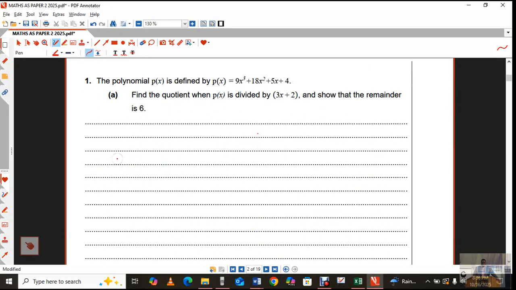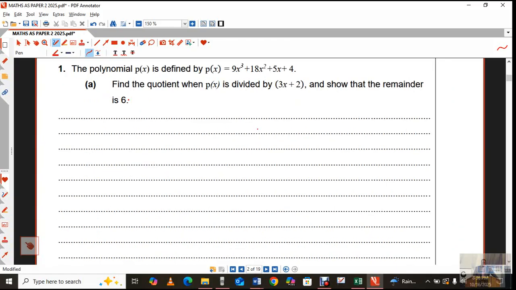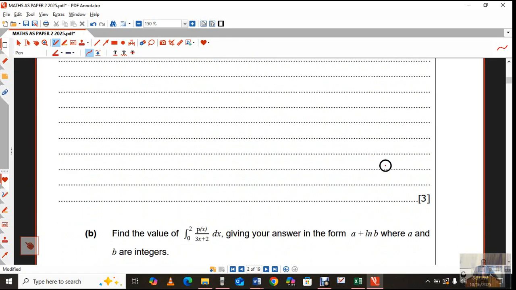So they give you a polynomial p of x defined by p of x is equal to 9x cubed plus 18x squared plus 5x plus 4. Then they say find the quotient when you are dividing p of x by 3x plus 2, and then you're supposed to show that there is a remainder. Now, you look at the mark allocation, this is 3 marks.